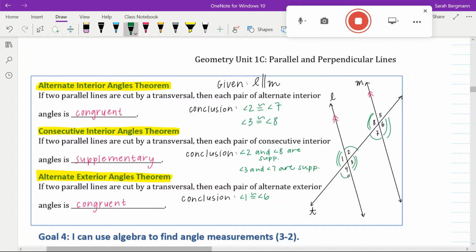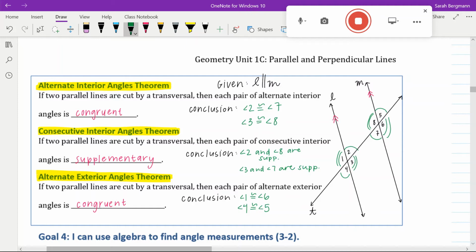Similarly, I know angle 4 and angle 2 are congruent based on vertical angles. I know angle 2 is congruent to angle 7 based on alternate interior angles theorem. And I know angle 7 is congruent to angle 5 based on vertical angles theorem. Therefore, by transitive property, I can say that angle 4 is congruent to angle 5.